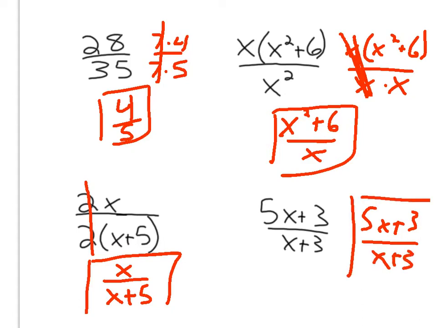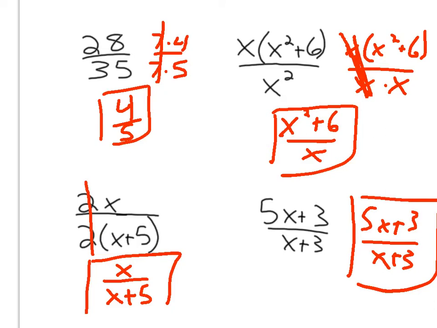That is simplified already because, again, there's no separate factors up here. This whole thing is a factor on top because they're being added together, and this whole thing is the factor on the bottom. So no simplifying can be done there.